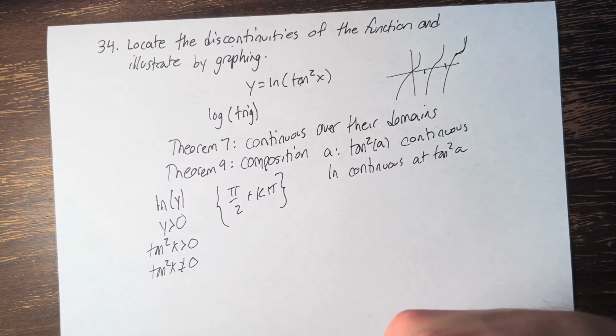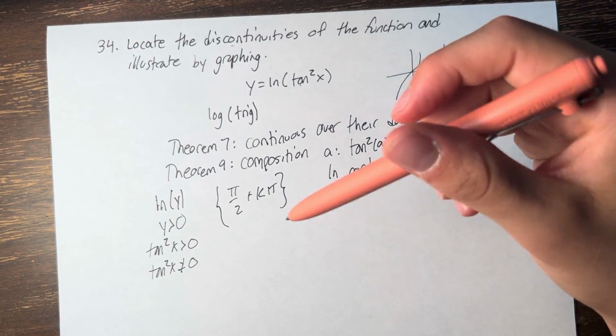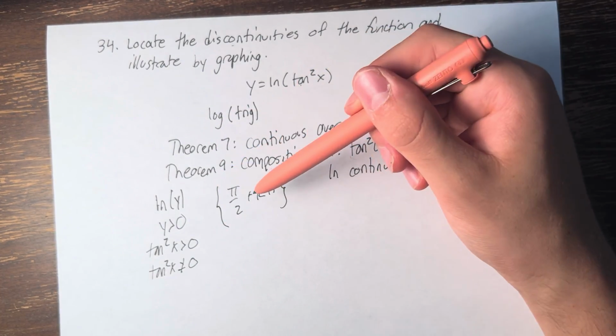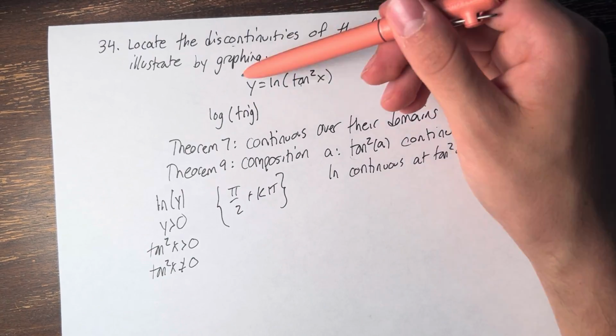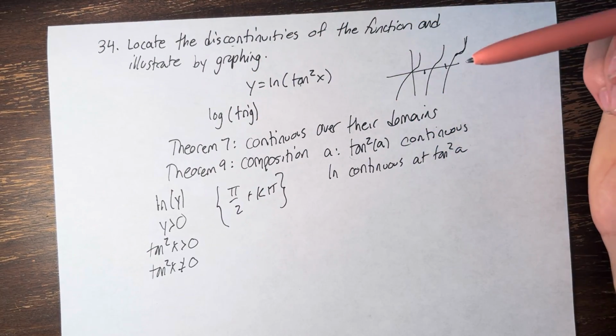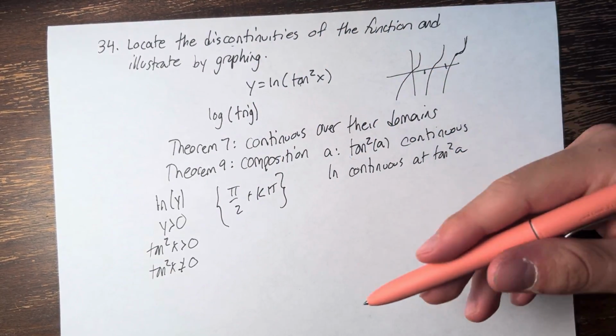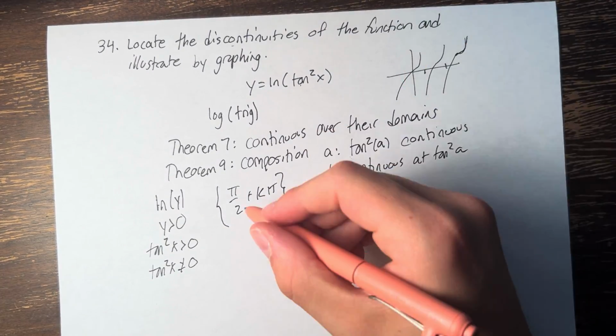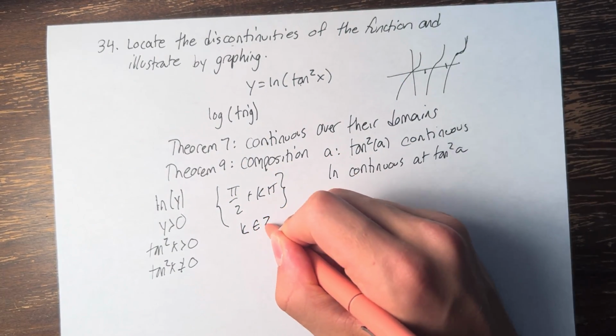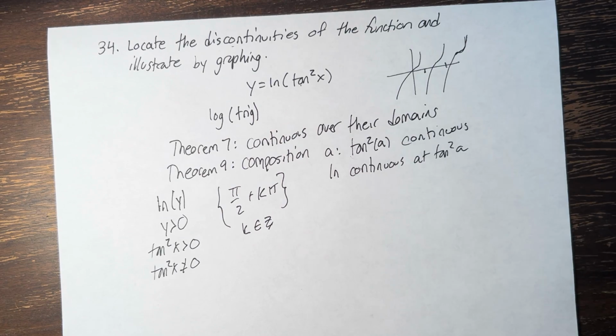And therefore, we have to take the fact that these restrictions are the restrictions at which this whole function is discontinuous, because those are the only values where it does not exist. Therefore, where k belongs to the integers, which we denote by Z, these are the discontinuities of the function, which we can see if we've graphed it as so.